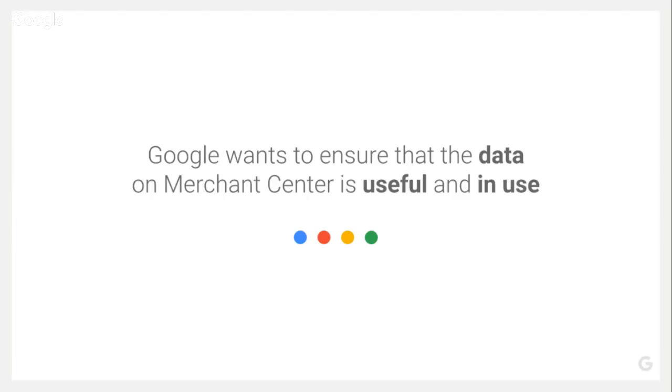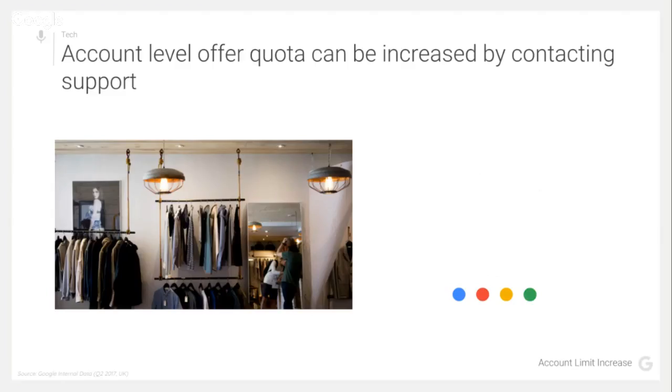With this, we are trying to ensure that the data on Merchant Center is useful and in use as well. So there are a few checks. The normal limit usually is like 150K for items, for instance. And in order for that to be increased, there are a few requirements before we would even raise that, because we want to make sure that the data is good quality and it's actually being used.